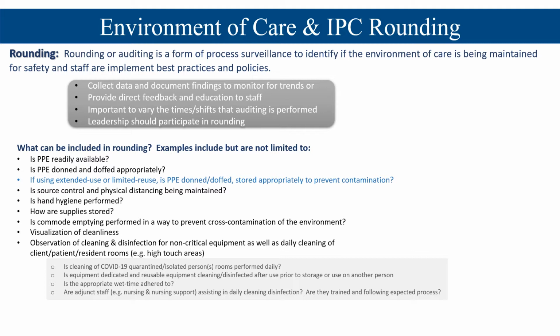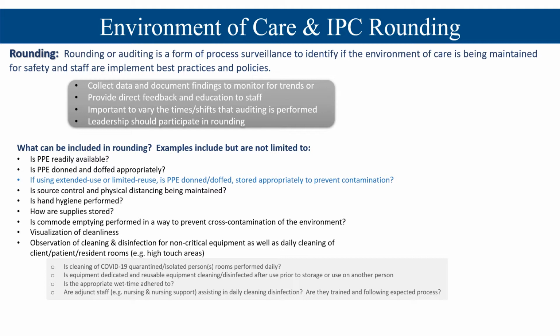It also shows engagement. If it's more than just the infection preventionist or the safety person or whoever the designated person is, and you involve leadership, it shows that this is important, it's at the forefront, and that you're working as a team. So what are the things that can be included in rounding? When we think specific to COVID-19, there are many different things you may want to round on to ensure best practices are being implemented. I have a list included here of some examples. This is not all inclusive, it just gives you some ideas, and I'll point some out.